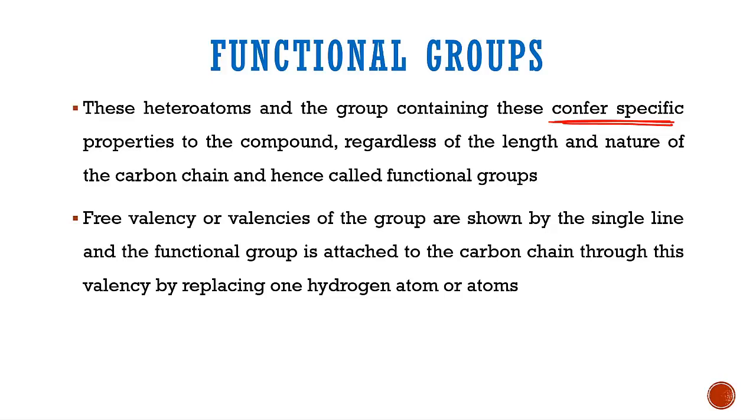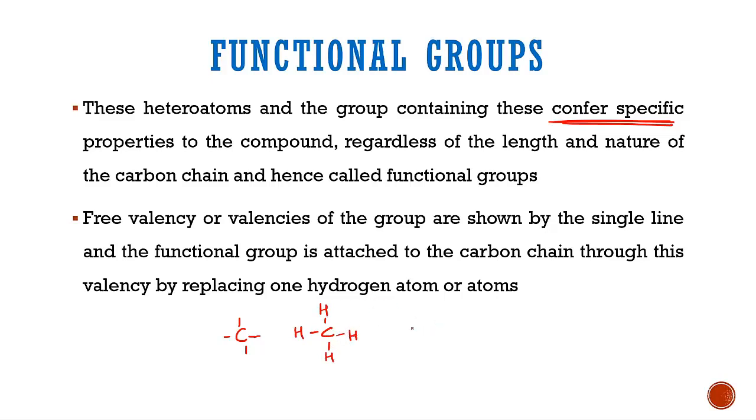Free valency or valencies of the group are shown by a single line, and the functional group is attached to the carbon chain through this valency by replacing one or more hydrogen atoms. That is, carbon has 4 valencies, and we already know that. So these 4 valencies can be satisfied with hydrogen.